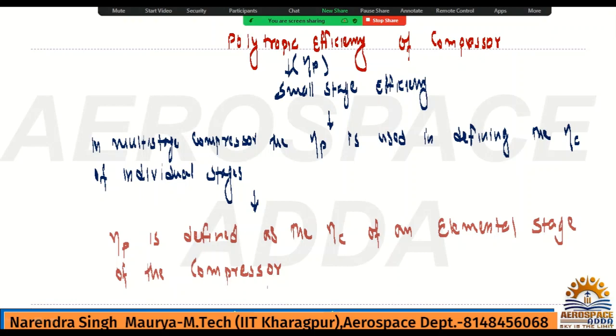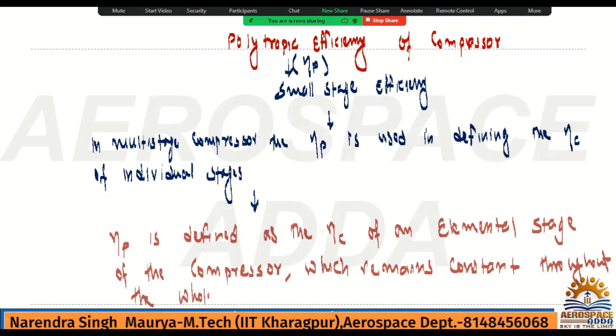Which remains constant throughout the whole process of compression. This is the main meaning of polytropic efficiency.